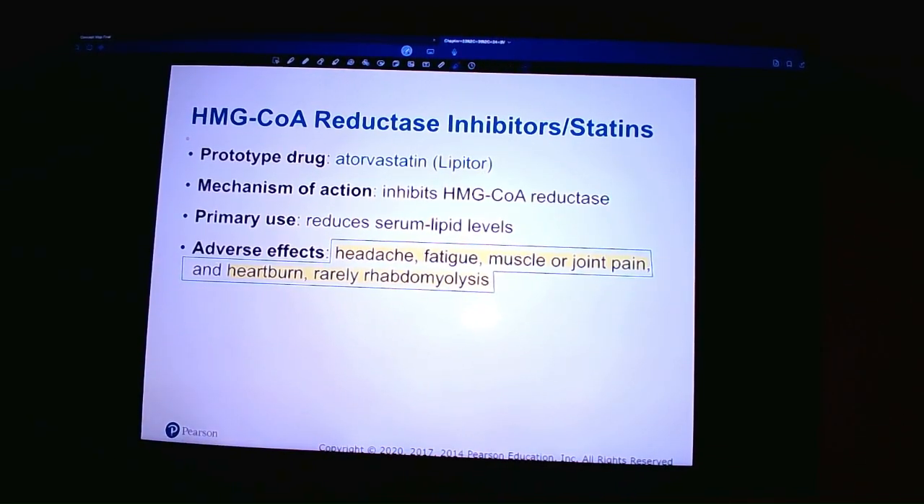So as we were talking about statins, another name is HMG CoA reductase inhibitor, which is a very, very fancy term.